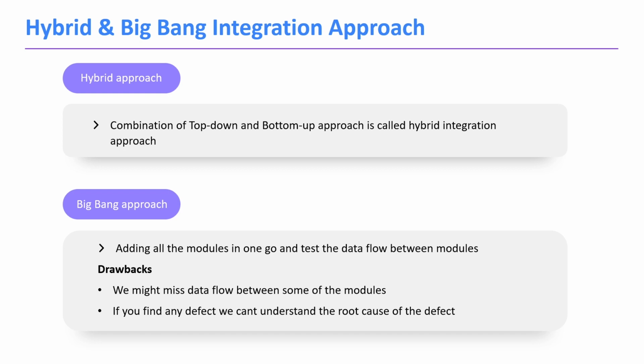There are two drawbacks of this approach. The first drawback is we might miss the data flow between some of the modules, because all the modules are integrated in one go. So we may miss some data flow between some of the modules. And the second drawback is if we find any defect, we can't find the exact root cause of that defect, meaning which module the defect belongs to. Because of these two drawbacks, the Big Bang approach is not recommended.